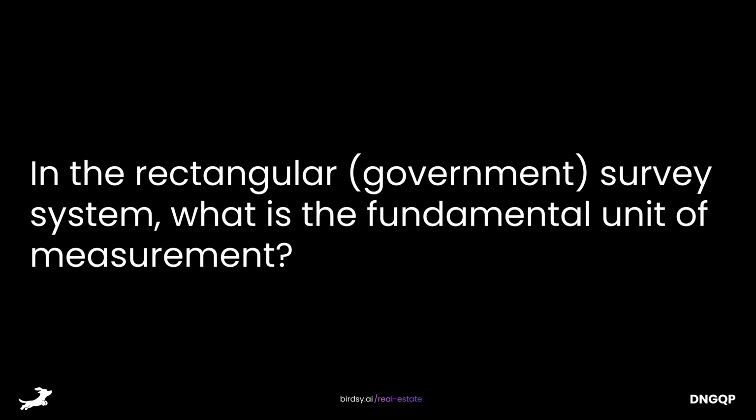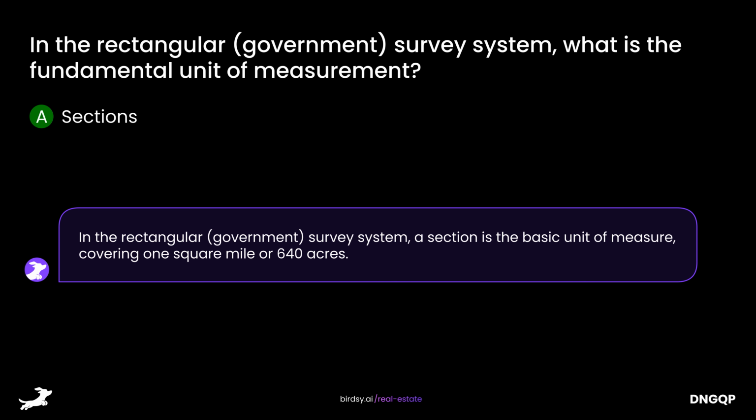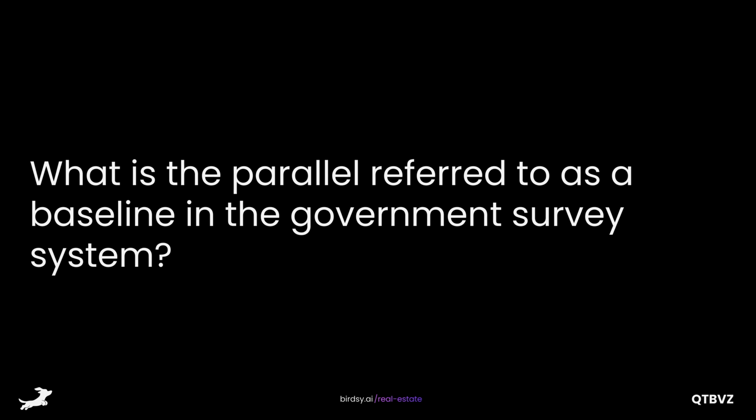In the rectangular government survey system, what is the fundamental unit of measurement? Is it A, section, B, acres, C, quadrangles, or D, township lines? The answer is A, section. In the rectangular government survey system, a section is the basic unit of measure, covering 1 square mile or 640 acres.